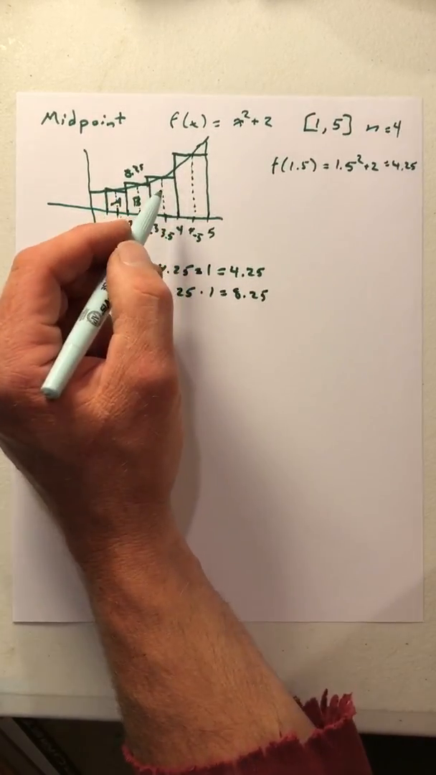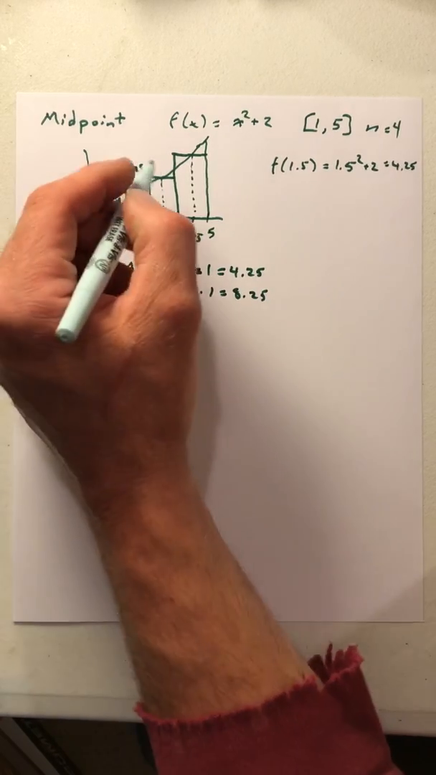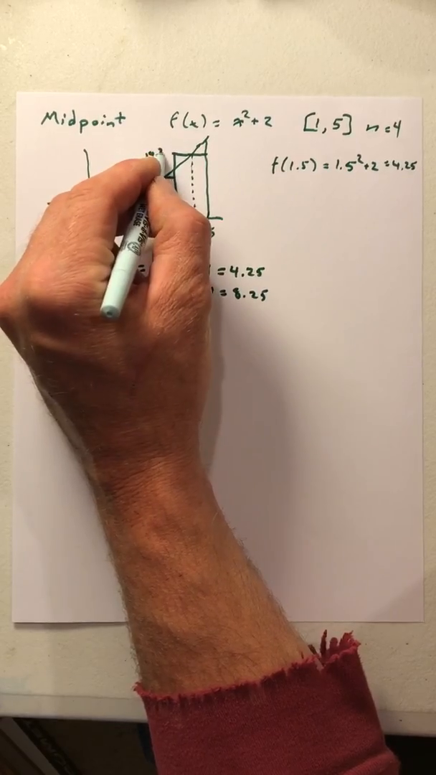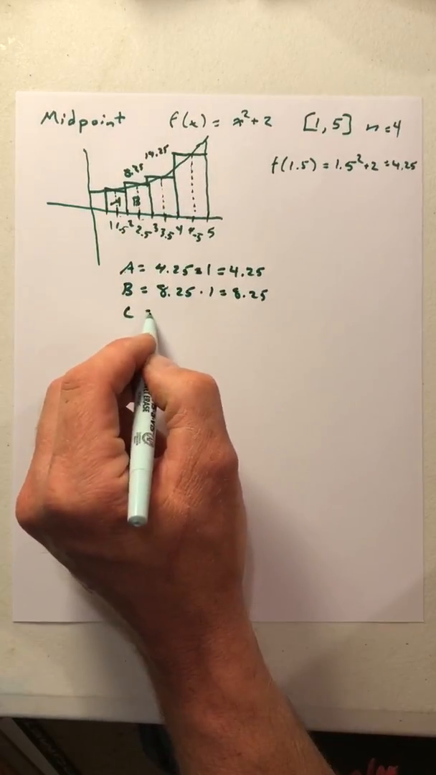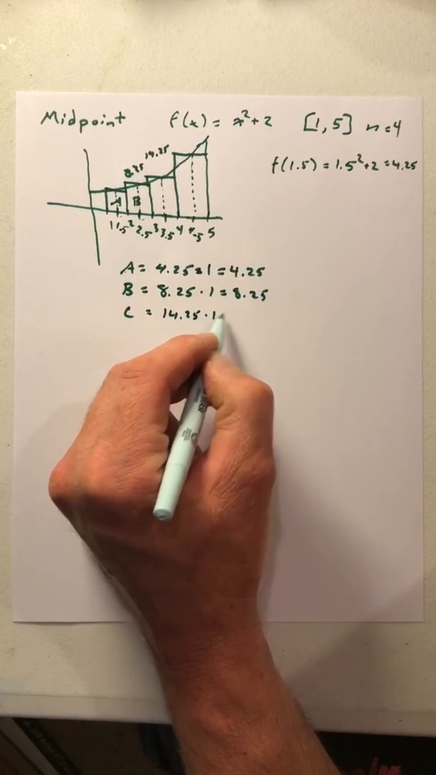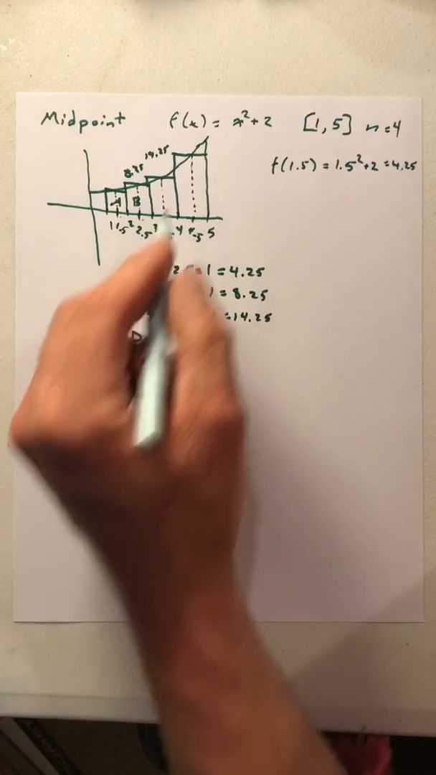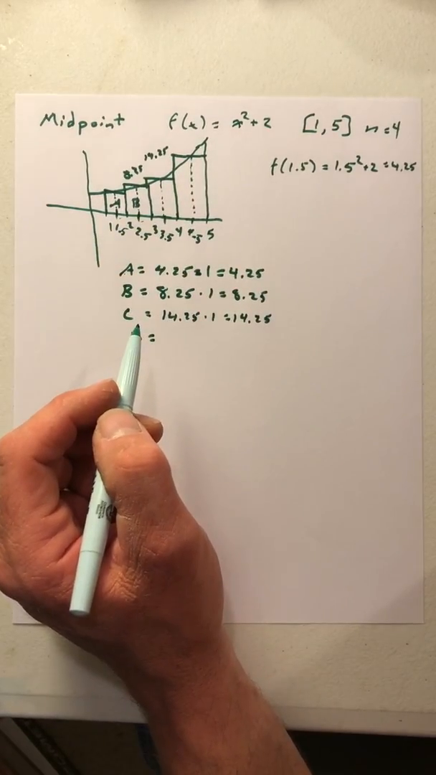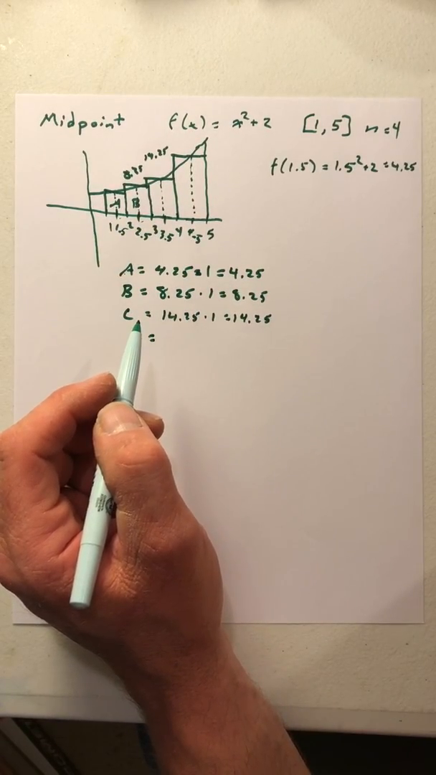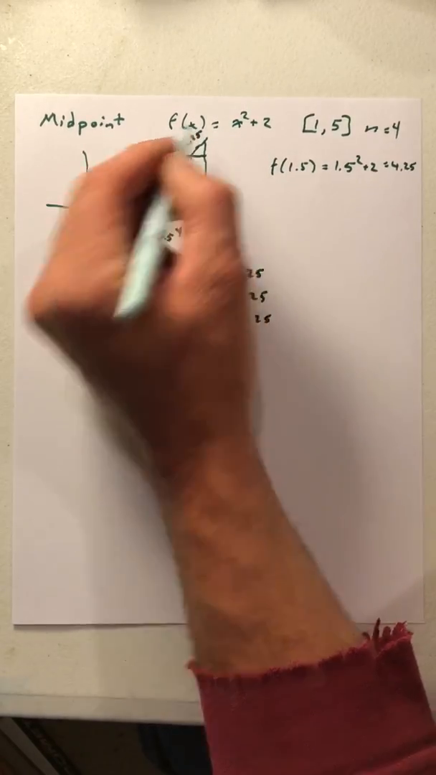For region C, we're taking 3.5. We're going to square it and add 2 to it. And that's going to give us 14.25. Again, we're still 1 wide. So we have 14.25 by 1 or 14.25. And finally, region D, we take 4.5 and square it and then add 2 to it. And that gets us 22.25.